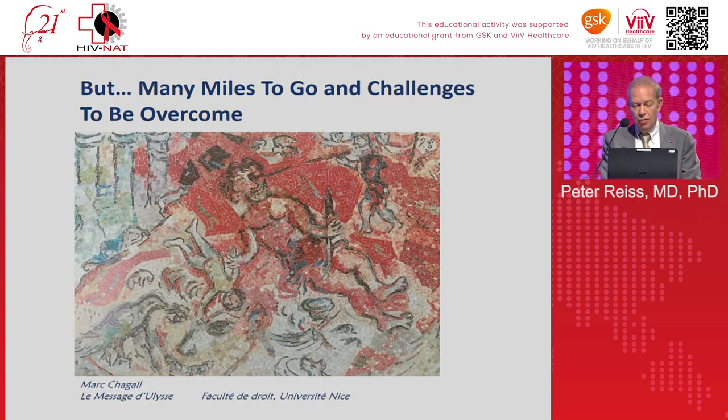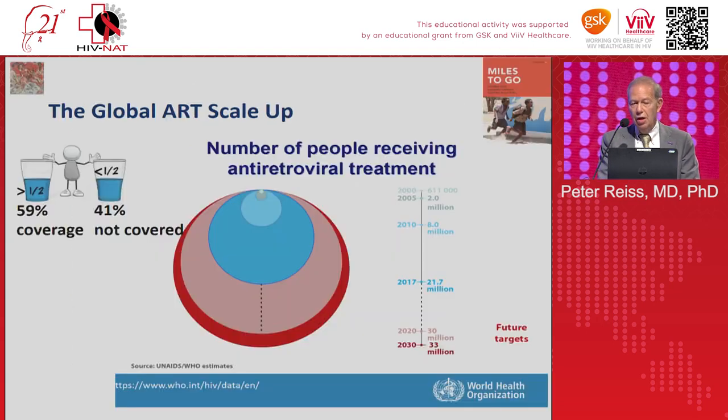But in spite of all these advances, we must also realize that we still have miles to go and many challenges remain to be overcome. When looking at the global ART scale-up, it is an incredible achievement that approximately 22 million people are receiving ART, which has brought the global coverage to more than half, or 59%. But at the same time, it also means that as many as 15 million people do not yet have access.